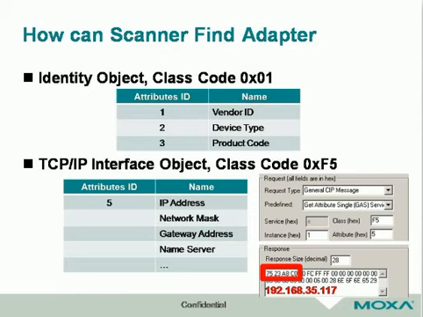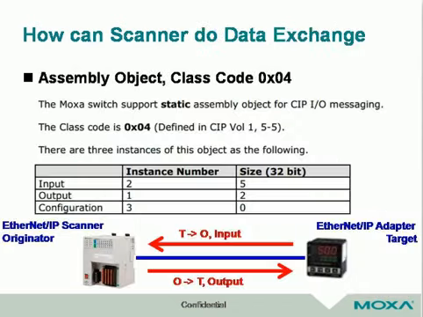The second one is the TCP/IP interface object with class code F5. The TCP/IP interface object provides the mechanism to configure a device's TCP/IP network interface. In the slide is an example to use the simulator EIP scan to get related information from an EtherNetIP adapter, which IP is 192.168.35.117. In general, the scanner will read or write from the assembly object from the adapter.